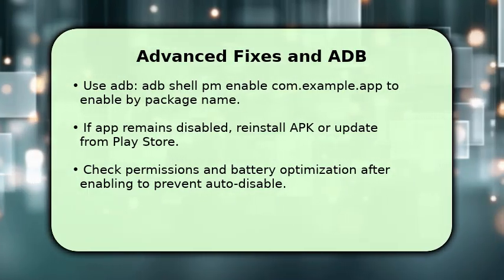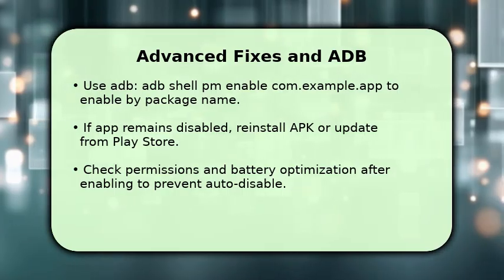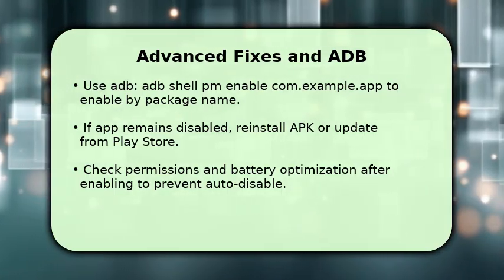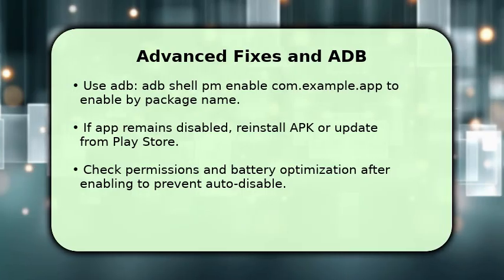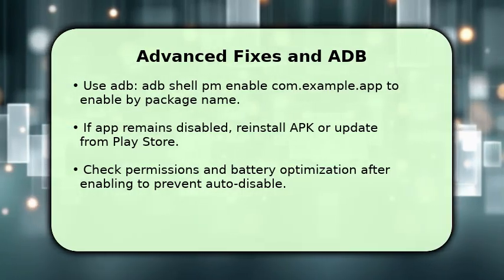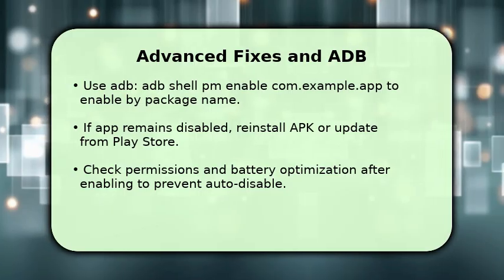If ADB fails, uninstall updates or reinstall the APK from a trusted source. After enabling, review app permissions and disable aggressive battery optimization. Finally, restart your device and verify the app launches.